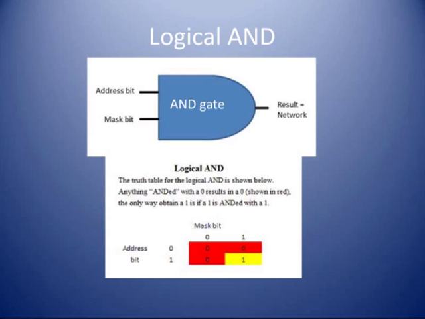Now on the bottom there, in the red and the yellow, is what we call the truth table. And the rule is that anything ANDed with a zero results in a zero. So if you can see the address bit and the mask bit there, if you AND a zero with a zero, you get a zero. A zero with a one, you get a zero. A one with a zero, you get a zero. And, of course, that leaves us a one with a one. And that's the only case in the logical AND that gives you a resulting one from the logical process.